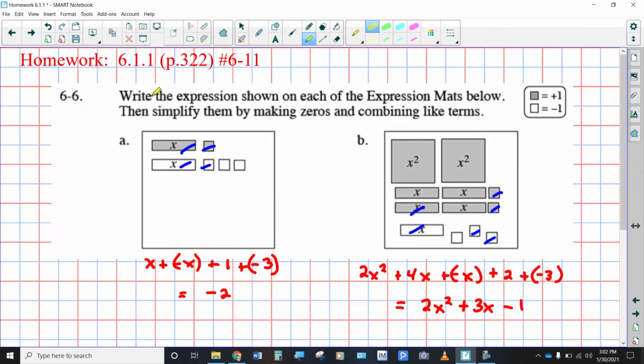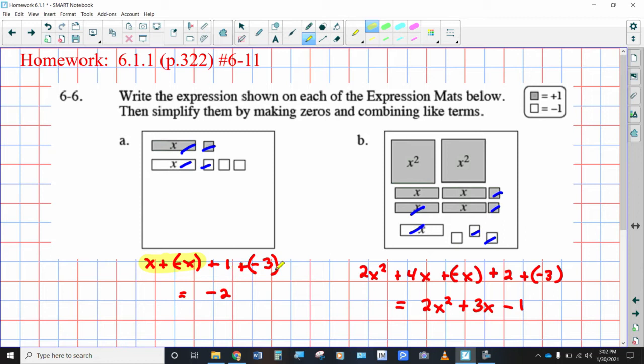All right, so write the expression shown on each expression map and then simplify them by making zeros or combining like terms. So here, we always want to start off by writing what we've got. We had an x, a negative x, a positive one, and 3 negative ones. When you cancel out the 0 pairs, we end up with just 2 negatives, right? Because x and negative x are opposites of each other. They cancel each other out regardless of the value for x.